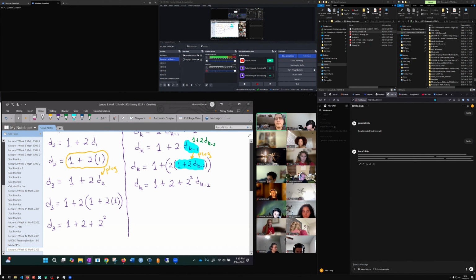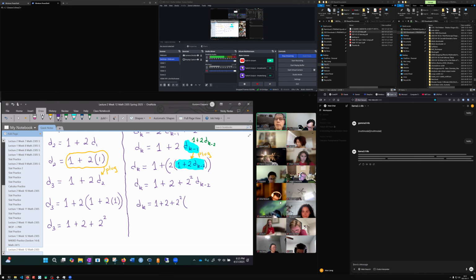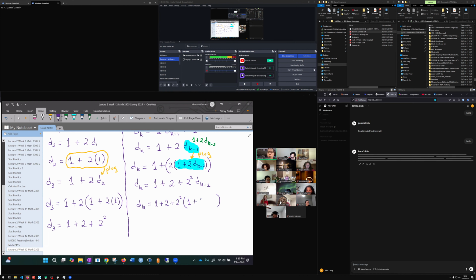On this side, we'll do dk. All of these are dk. 1 plus 2 plus 2 squared, and the plug right there. What is dk minus 2? dk minus 2 is a 1 plus a 2 dk minus 3.